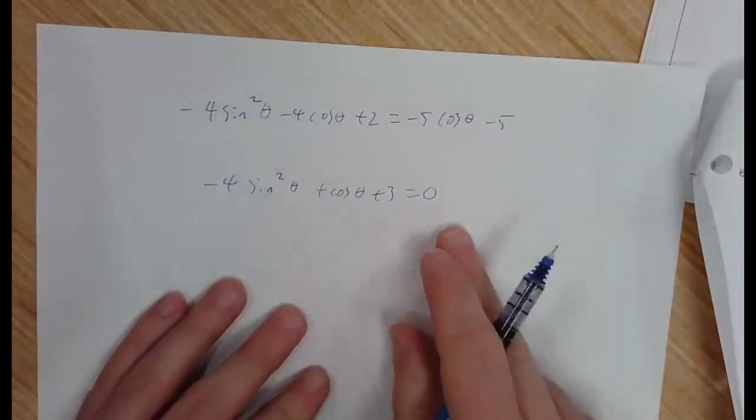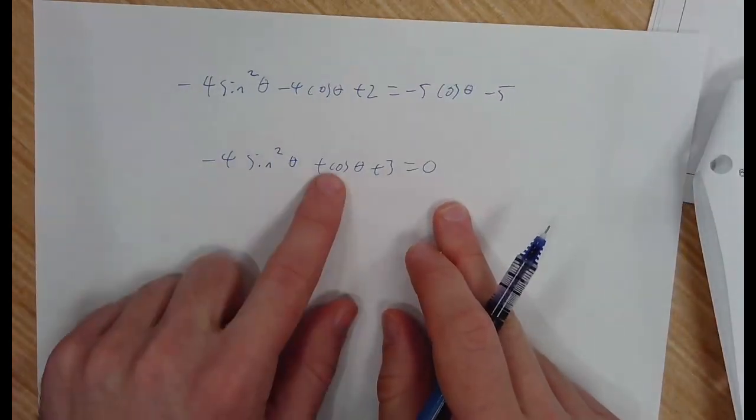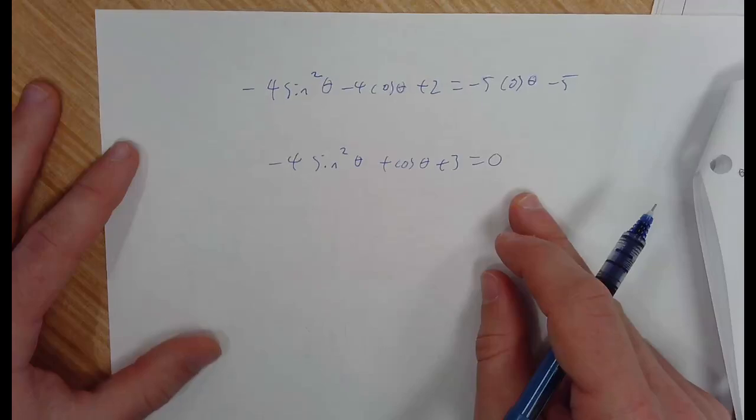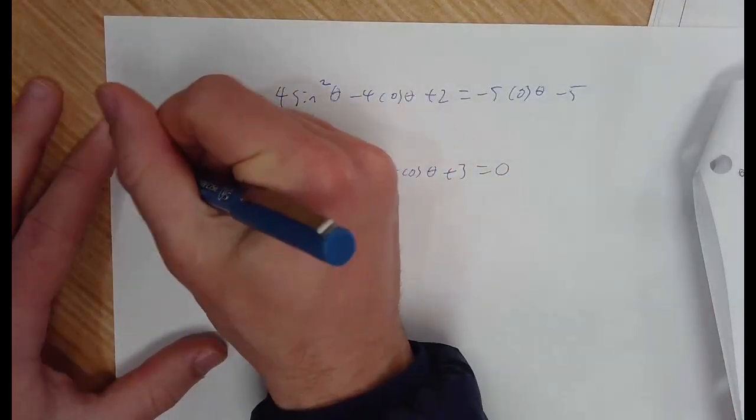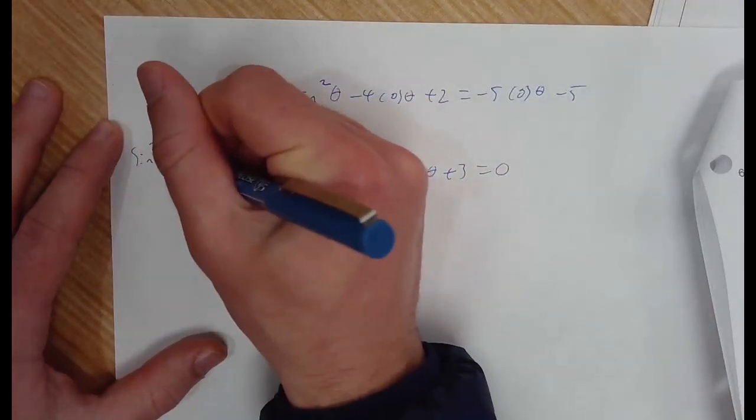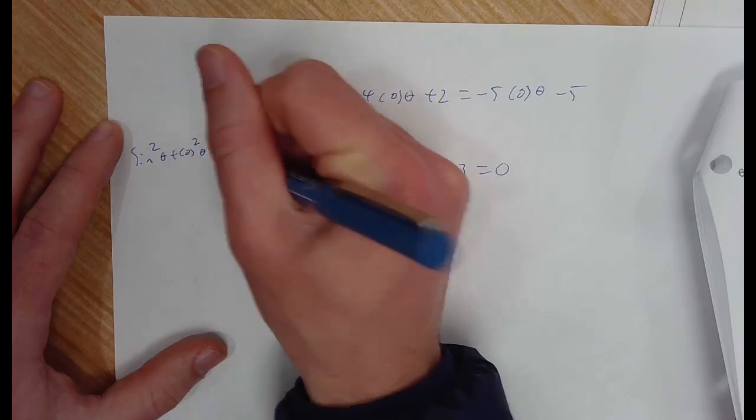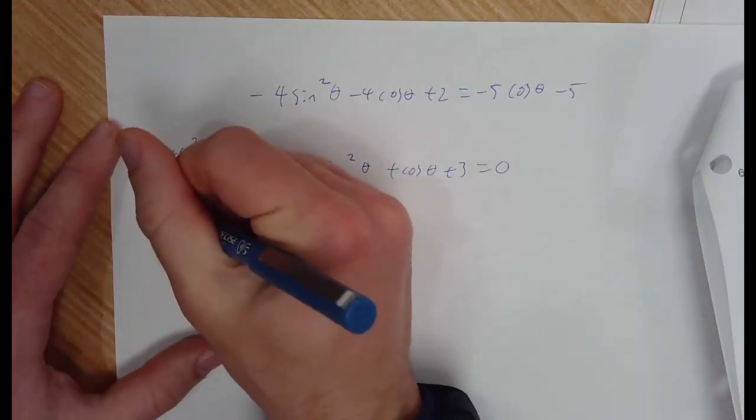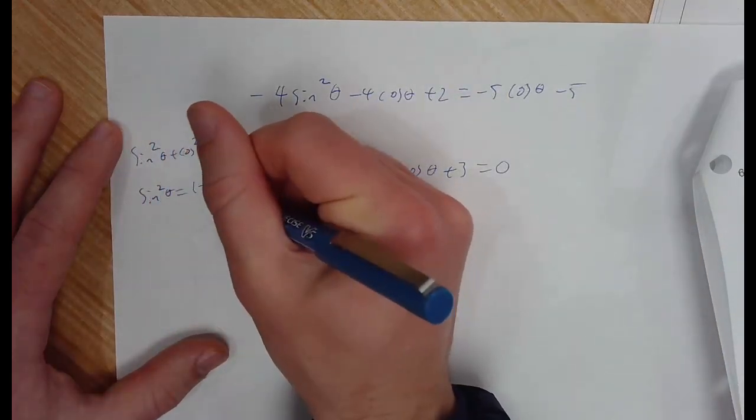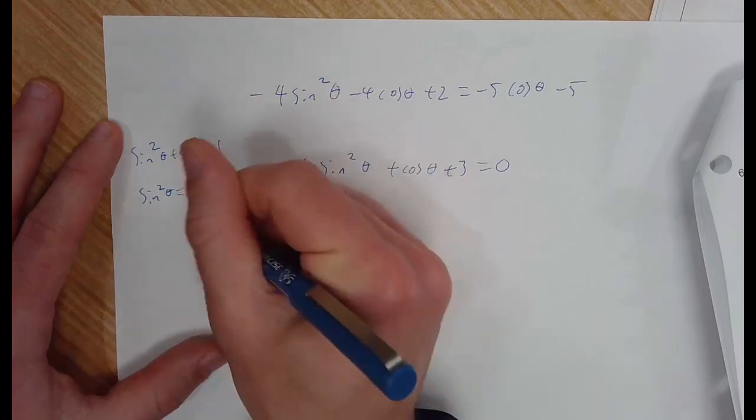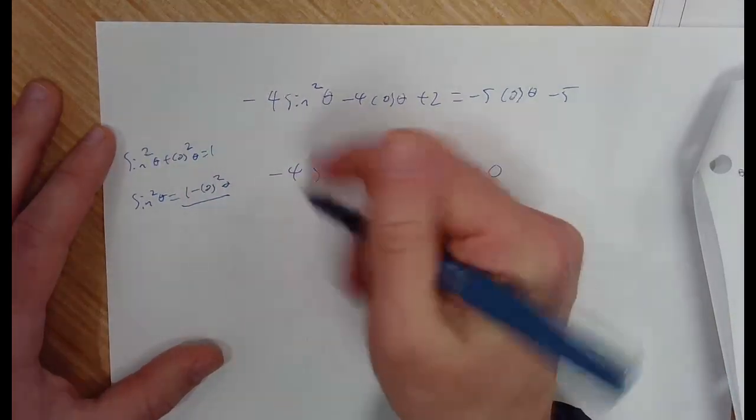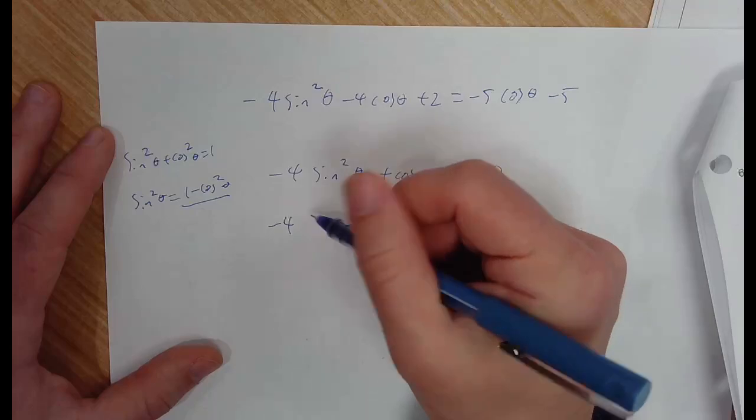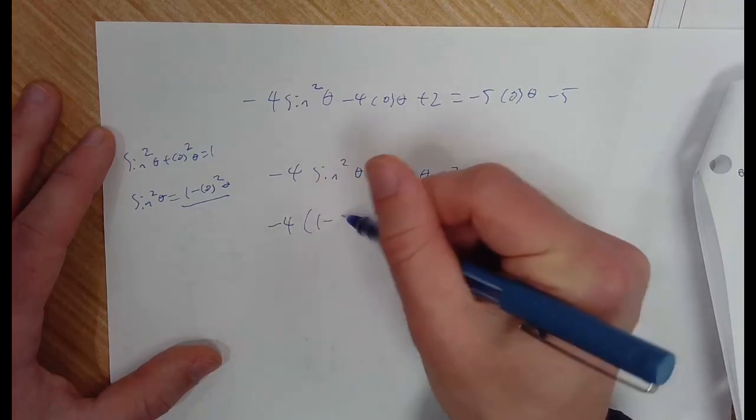If this is what you ended up with, a sine squared and a cosine, that's when you use the Pythagorean identity. So you know that sine squared theta plus cosine squared theta equals 1. Therefore, sine squared theta equals 1 minus cosine squared theta. You will then sub that in for sine squared to make everything in terms of cosine.